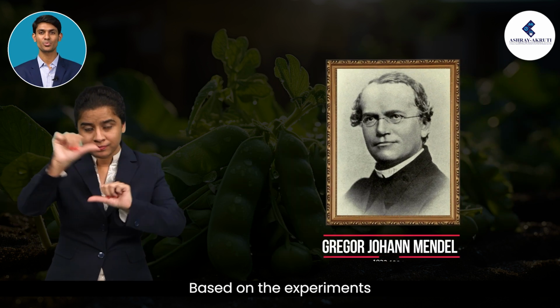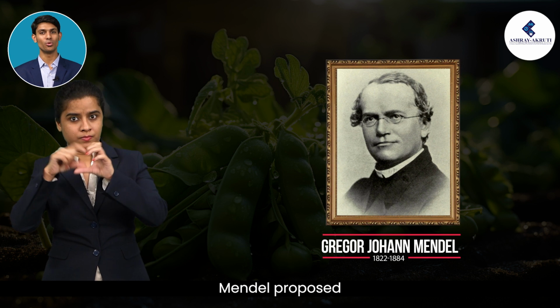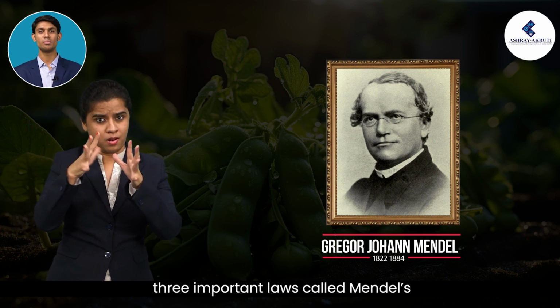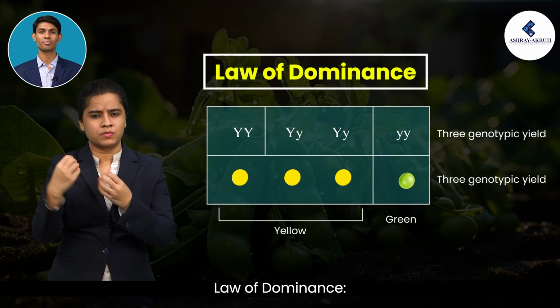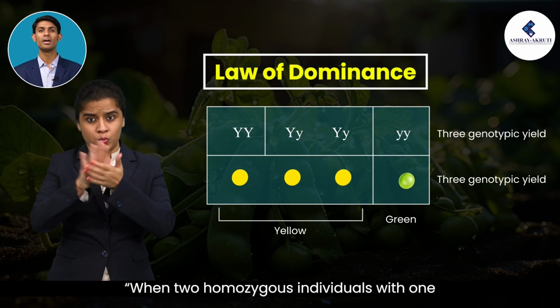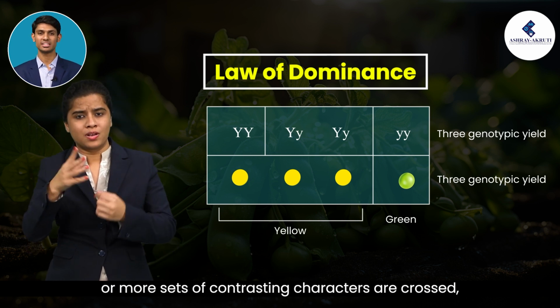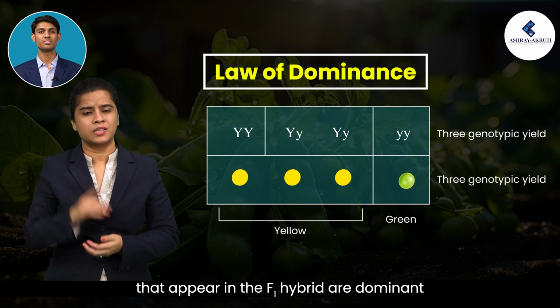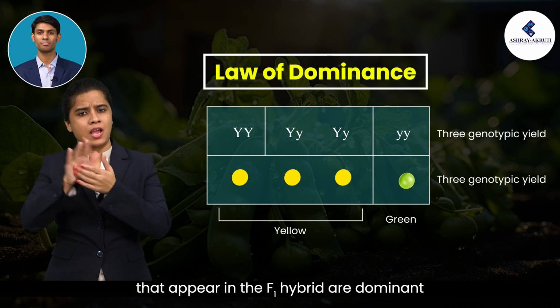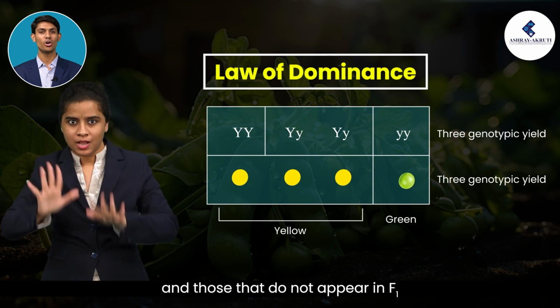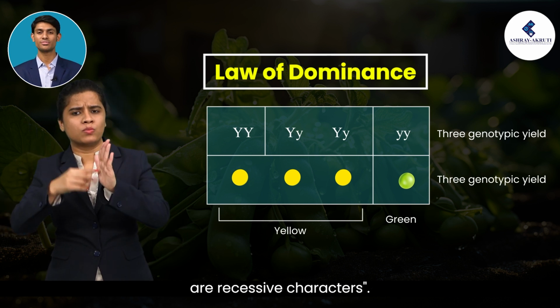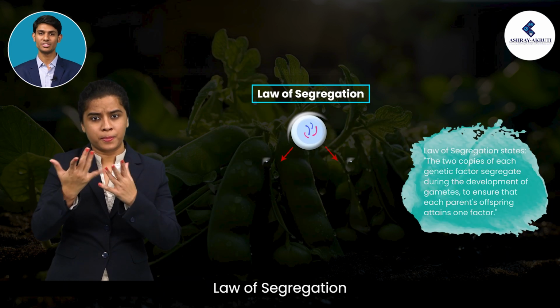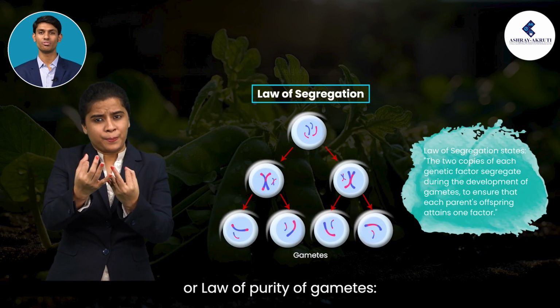Based on the experiments of monohybrid and dihybrid cross, Mendel proposed three important laws called Mendel's laws of heredity. Law of dominance. When two homozygous individuals with one or more sets of contrasting characters are crossed, the characters that appear in the F1 hybrid are dominant, and those that do not appear in F1 are recessive characters.